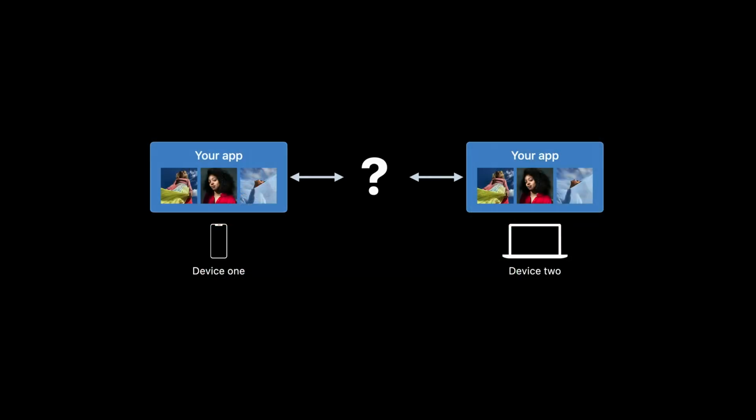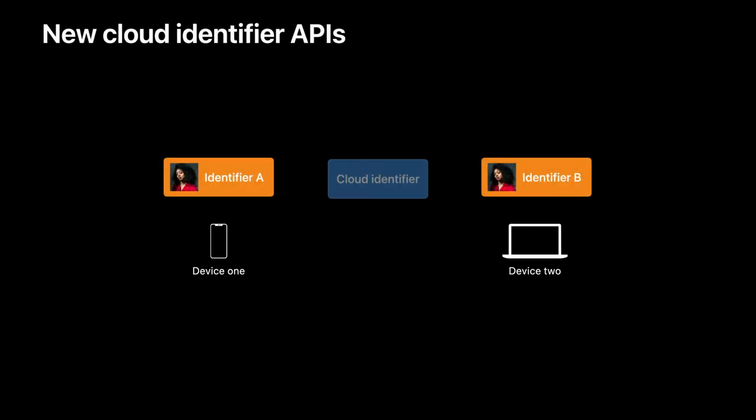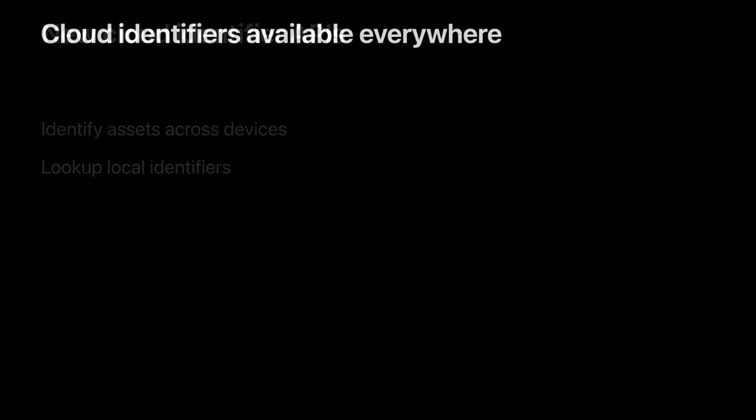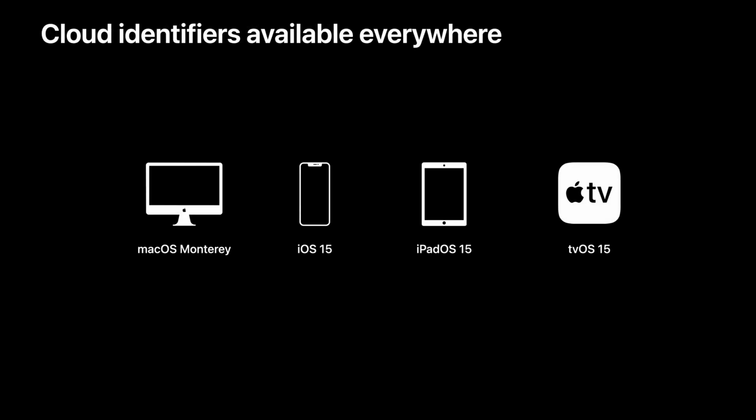So how does that work? How do you find the same assets when each device has its own photo library and distinct identifiers? It works by using the new Cloud Identifier APIs. They give you a way to find the same assets and albums between devices. You use Cloud Identifiers to look up the local identifiers that are unique to each photo library. And these new APIs are available on every platform that supports PhotoKit: iOS, iPadOS, macOS, and tvOS.